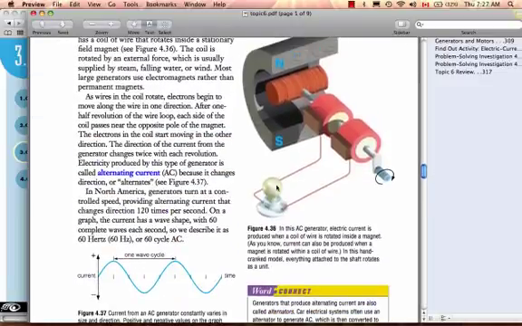Here's a generator, so current goes in one direction. So here's our magnetic field. We spin this huge coiled wire, and that creates electricity. But as it spins, the electricity moves in alternating cycles.